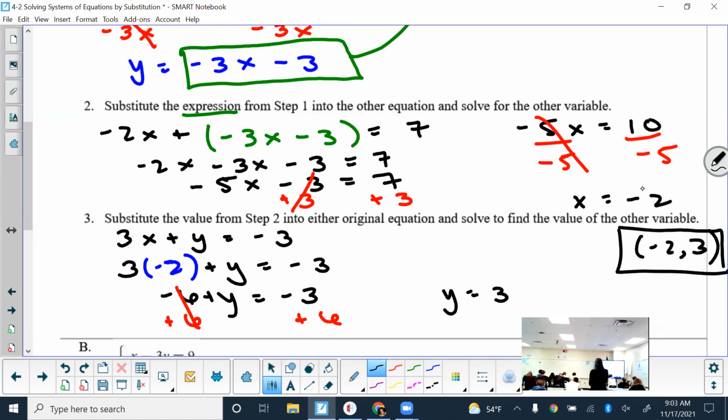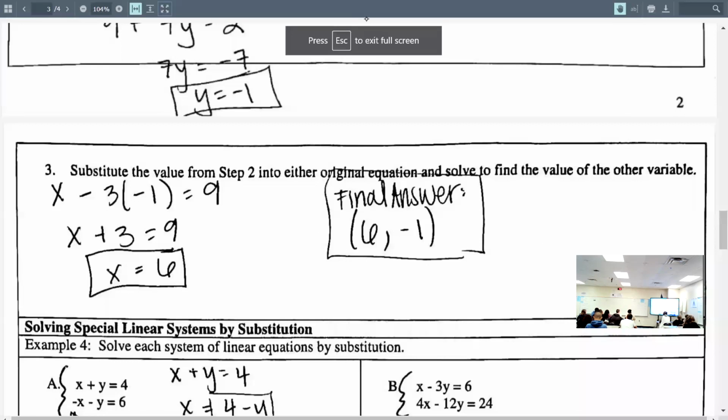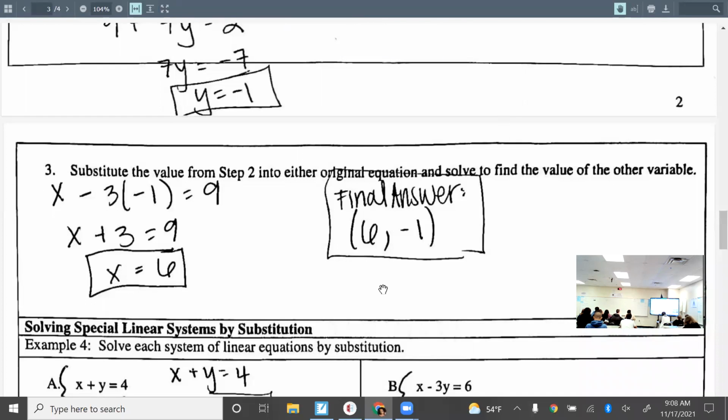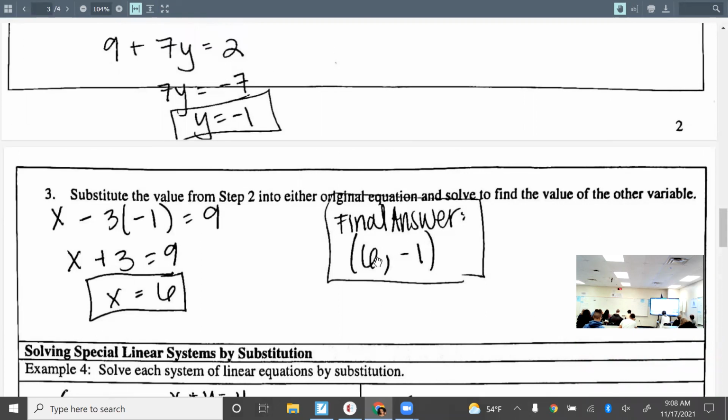All right, so try example B from start to finish. Use this one as a model, and then we'll see if you get it right. All right, so the correct final answer you should have had, no matter which equation you picked, would have been 6, -1. So if you got that, then good job. If you didn't, just make sure you're following the steps appropriately.